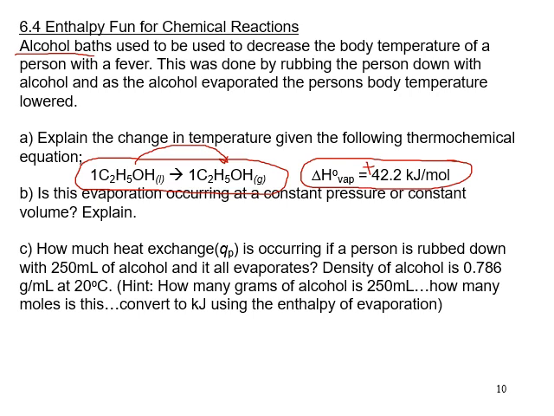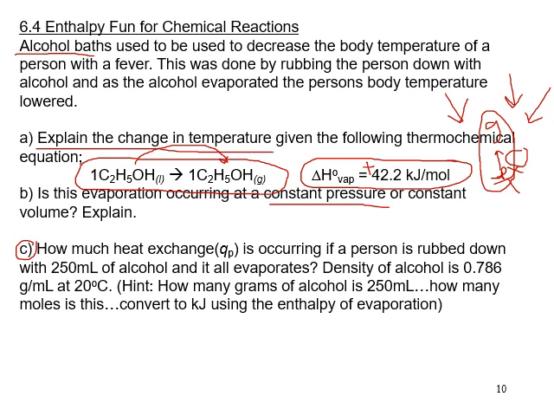Is this evaporation occurring at a constant pressure or a constant volume? I'll let you think about that, because if you're a person lying there, not feeling good, and somebody's giving you an alcohol bath, as that is evaporating, it's going from liquid on your body to gas. There's pressure out here as far as the atmosphere is concerned. But does the pressure really change when this process is occurring, or does it remain relatively constant? That's what this is asking. Letter B was, is it constant pressure or constant volume? Letter A was explaining the change in temperature based upon this enthalpy value.